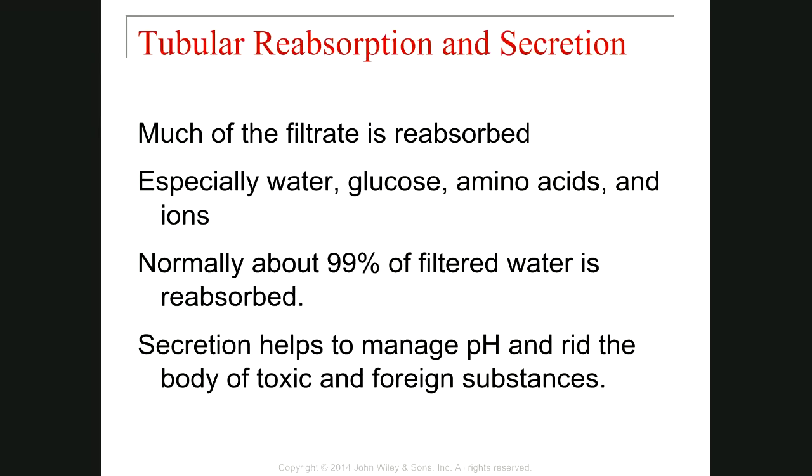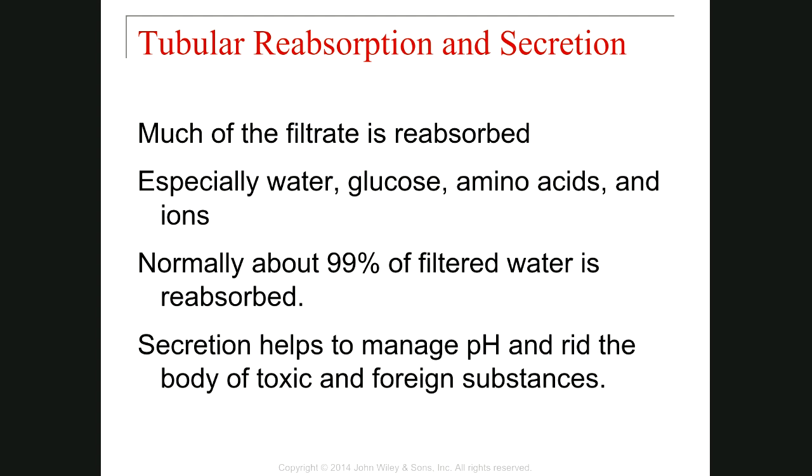Hi guys, in this part I want to talk about tubular reabsorption and secretion. These two processes happen after the first process in the physiology of the kidney, which we call filtration. The volume of fluid which enters the proximal convoluted tubule after filtration is greater than the total volume of the plasma in blood because the glomerular filtration rate is normally so high.